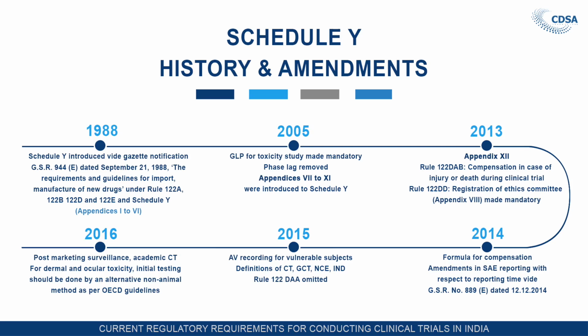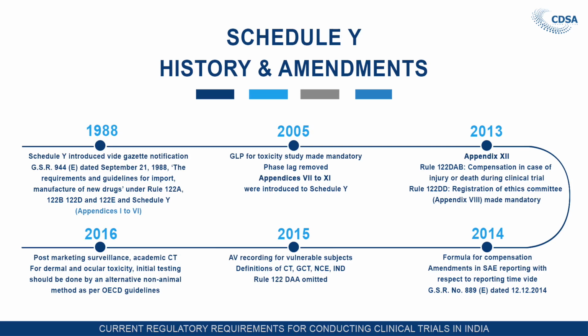Then there was an amendment in SAE reporting with respect to reporting time, vide GSR number 889, dated 12/12/2014. So, earlier there was SAE reporting, but the timelines were not mentioned. It means within how much time the ethics committee has to report the SAE to the sponsor, to the licensing authority, and within how much time the sponsor has to report the same SAE to the licensing authority. That has been revised and is mentioned according to this amendment.